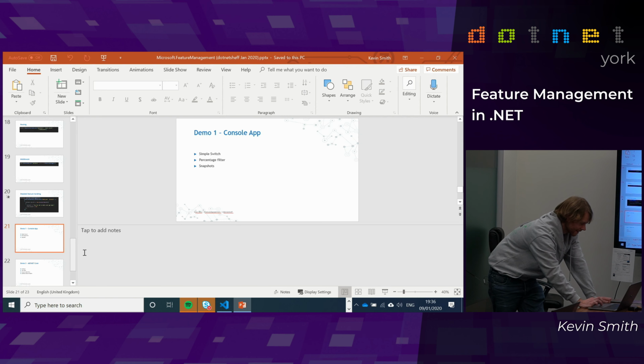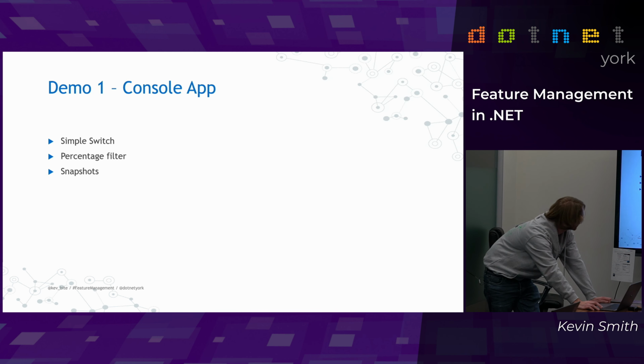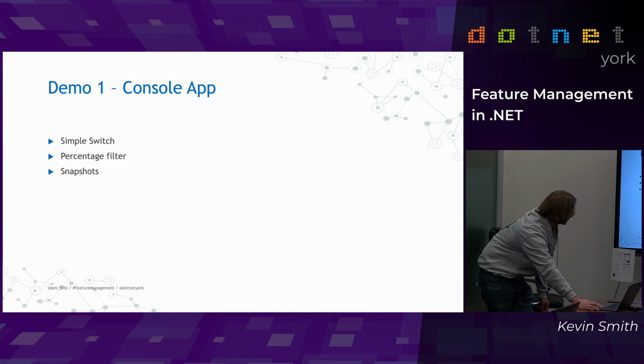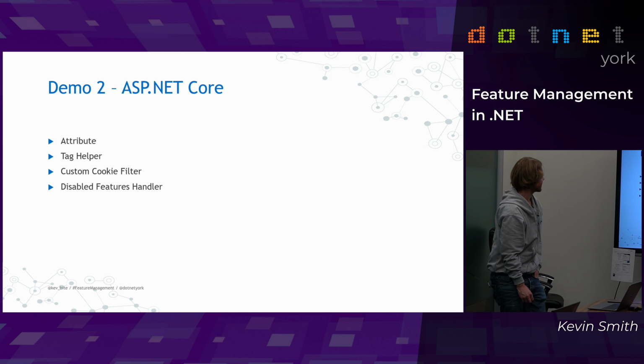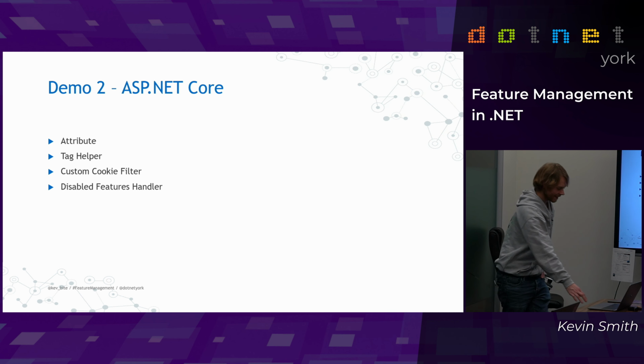And that's pretty much it. So there's the 2 demos, where we went through a simple switching, some percentage-based filters, some snapshots, and then we've got the attributes, the tag helpers, the custom cookie filter that I built, and the disable feature handler, so then we can reply back some useful information to them if they haven't got access.